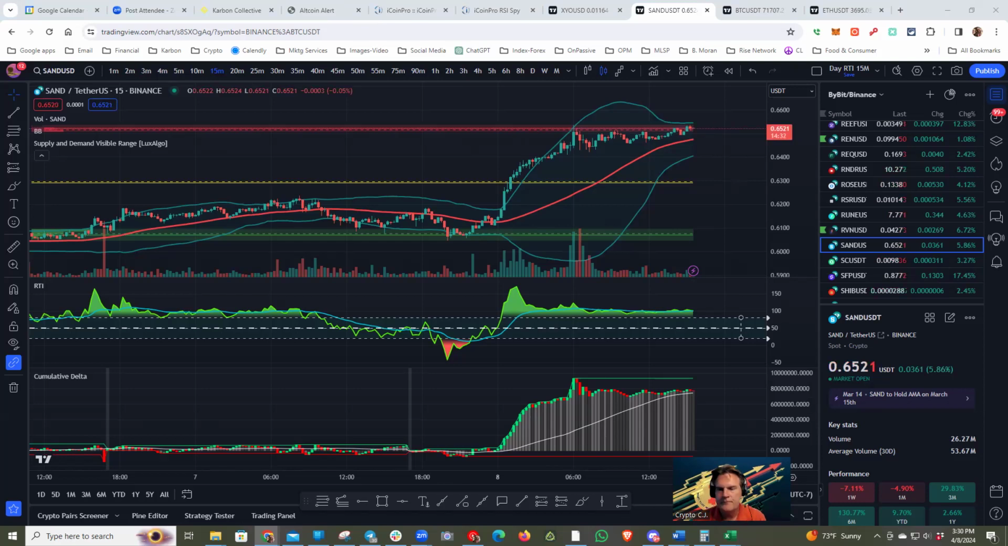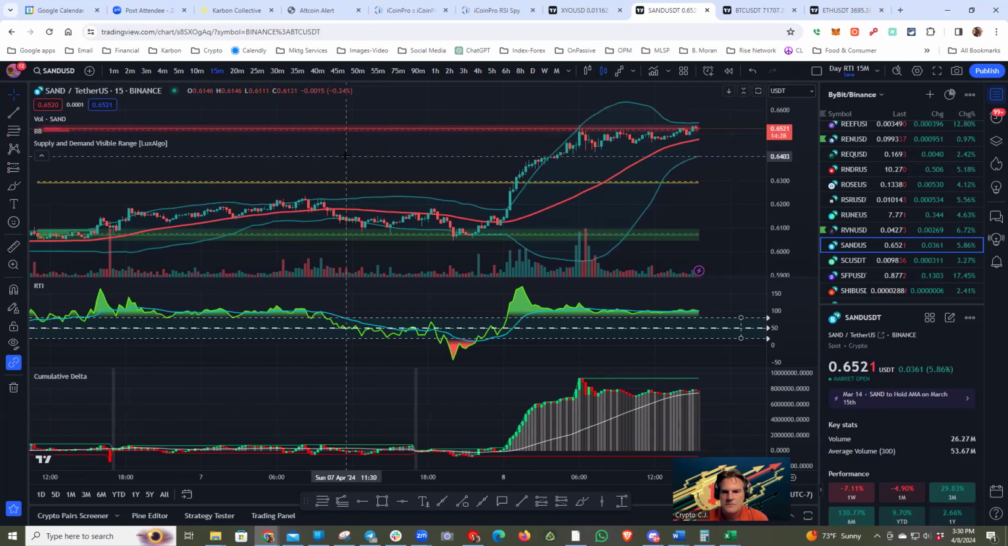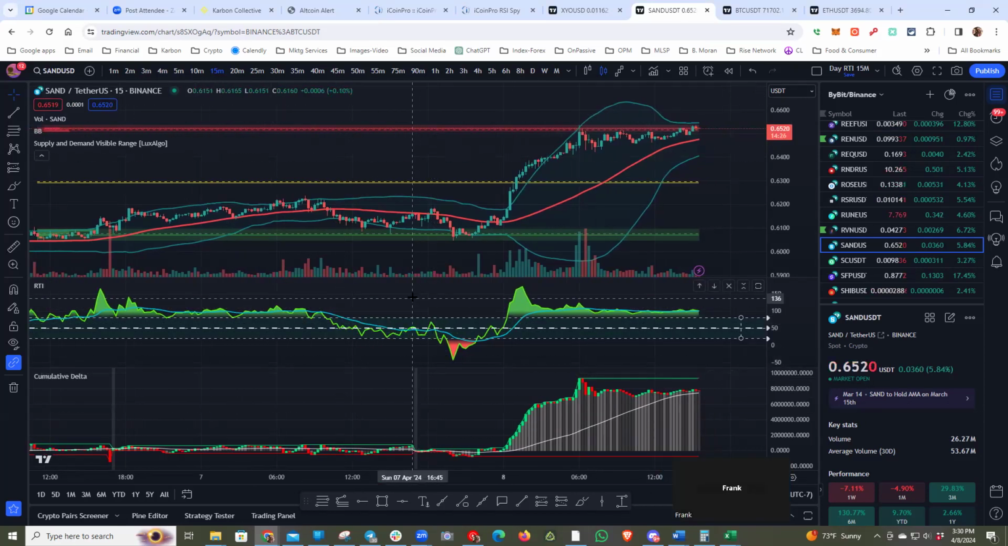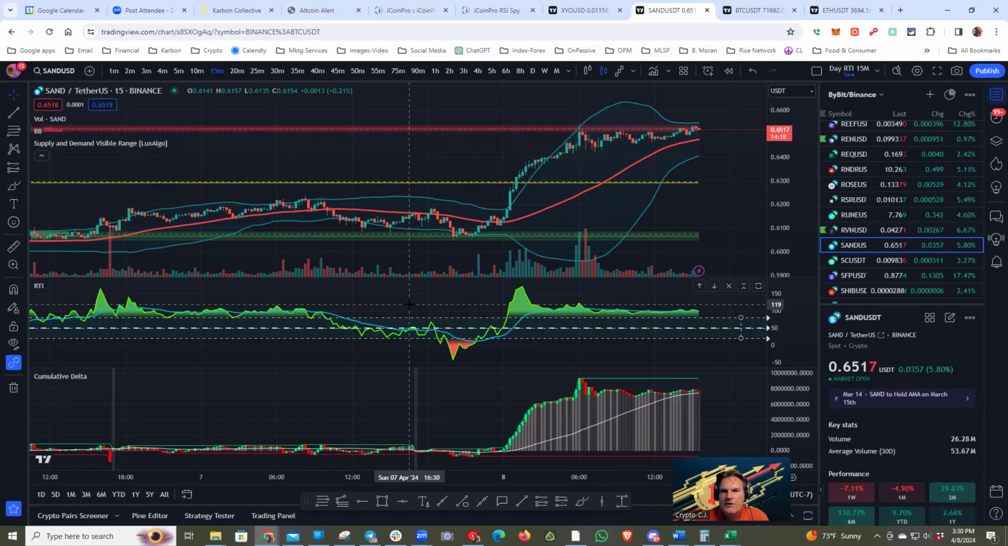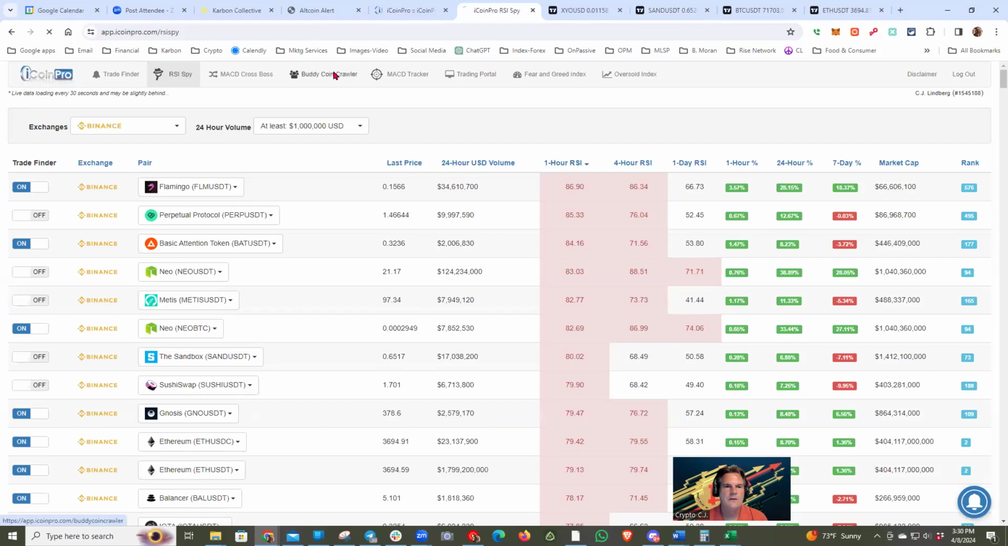Okay, yeah, 20 and the 50, I think, are the way to go on SAND. Any questions on this one? Okay, I'm going kind of fast today. That was the RSI SPY. Let's look at Buddy Coin Crawler.